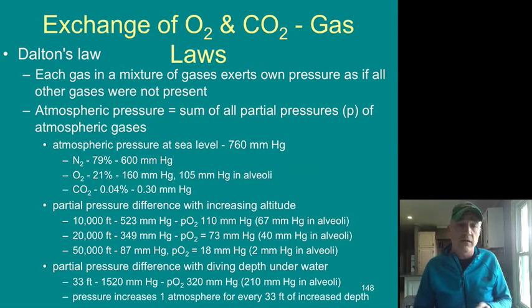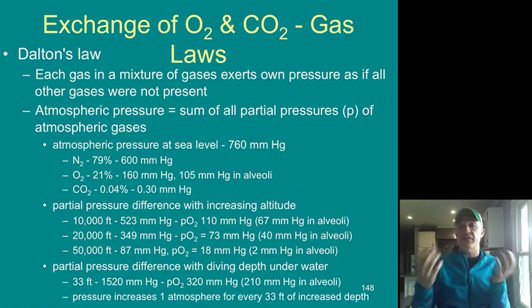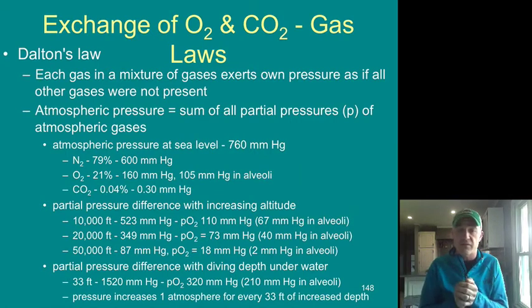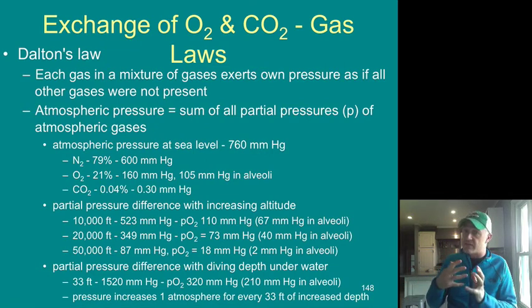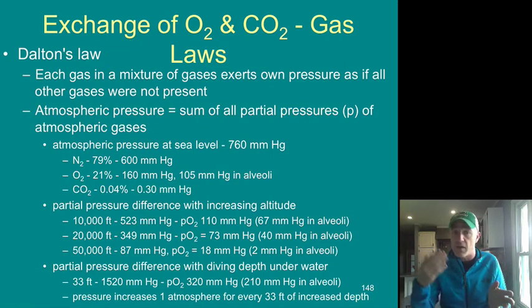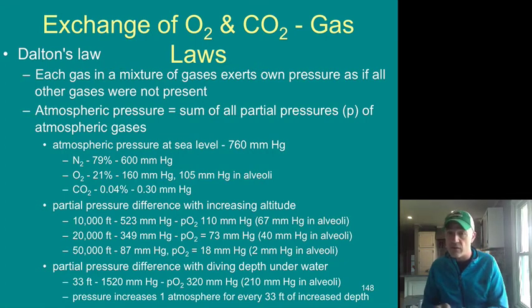The other thing you see is CO2 in the atmosphere is quite low, 0.04%. Very, very small. As we increase in altitude, there's less atmosphere above you, so there's less pressure it can exert. Even though the gases are consistently the same in terms of percentages, if we go up to 10,000 feet, atmospheric pressure is only 523 millimeters of mercury, which means 21% of that is only 110. And in the alveoli, it's only about 67 millimeters of mercury.